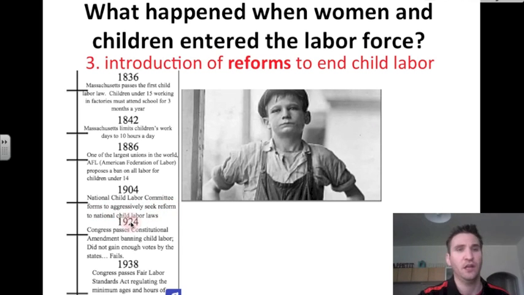And 20 years later, Congress passes a constitutional amendment banning child labor, and it did not gain enough votes by the states. And that legislation fails. Imagine that. Why would you not want to protect children? So in 1938, Congress has enough political will to pass this act that regulates a minimum age and hours of children in the workforce. So it took a long time, but children finally gain rights and protection in the labor force in the United States.